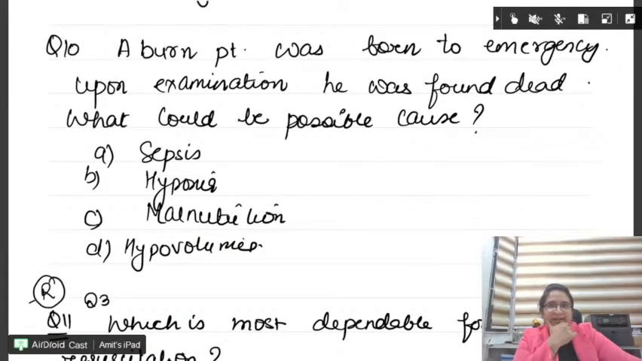A burn patient was brought to emergency. Upon examination, he was found dead. What could be the possible cause? Burn ka bhi question hai and it is of a shock also. Sepsis, hypoxia, malnutrition, hypovolemia.